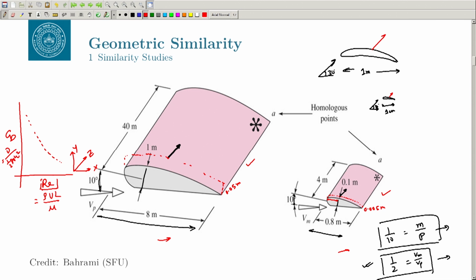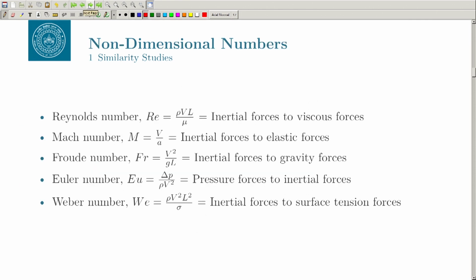So, that is how you can make correspondence between your simulations, your experiment and your theory, because all the flows are basically governed by some non-dimensional parameters. Okay. So, let us look at some of these non-dimensional parameters.